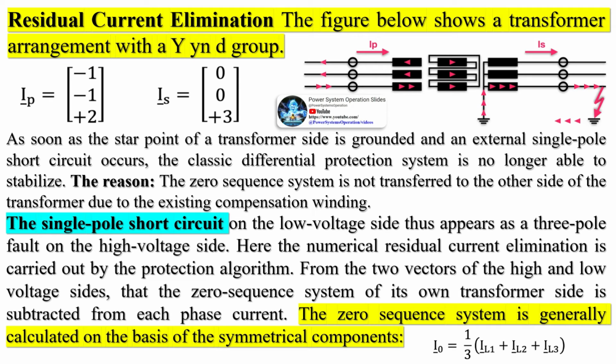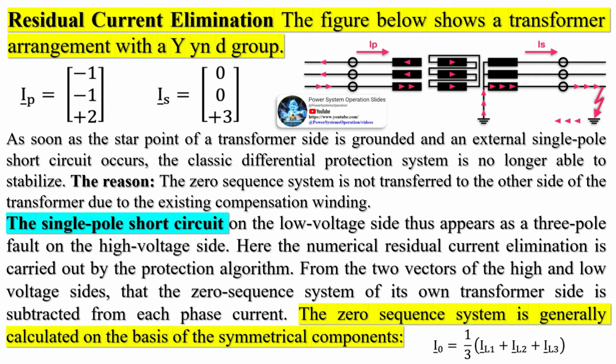As soon as the star point of a transformer side is grounded and an external single-pole short circuit occurs, the classic differential protection system is no longer able to stabilize. The reason? The zero-sequence system is not transferred to the other side of the transformer due to the existing compensation winding. The single-pole short circuit on the low-voltage side thus appears as a three-pole fault on the high-voltage side.